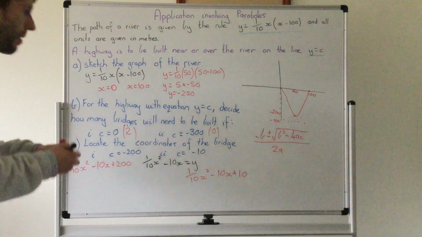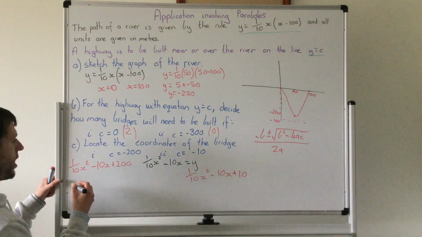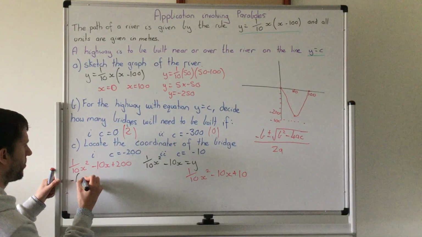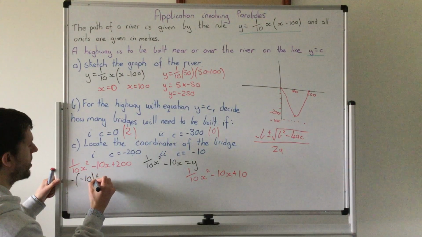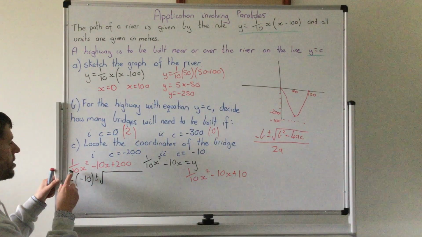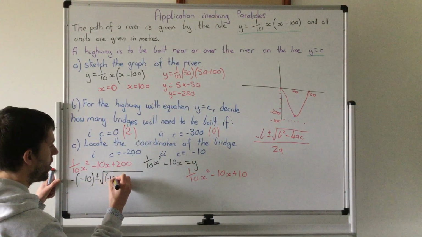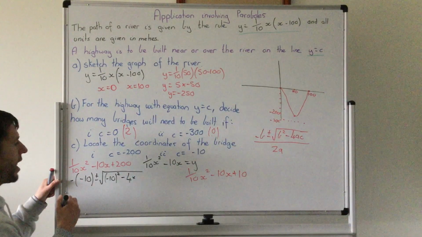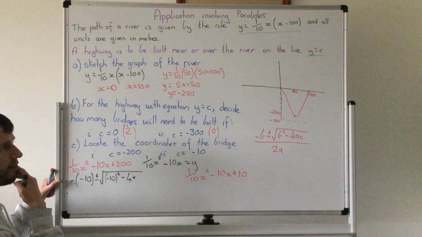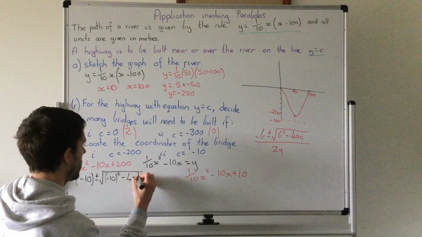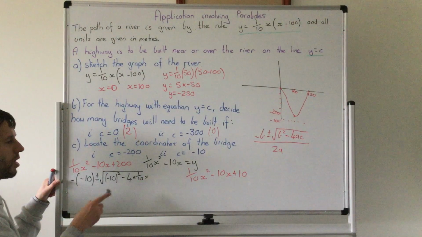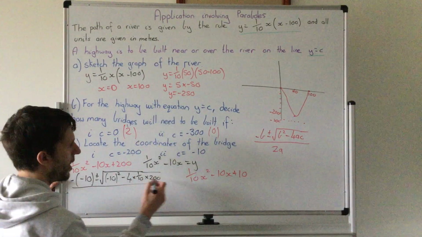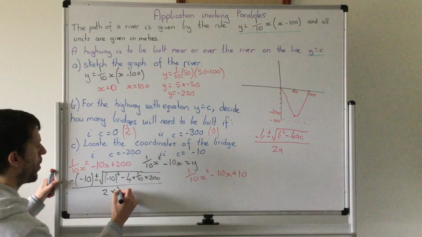So let's have a look at filling our equation in. I've got negative B, which is negative 10, plus or minus the square root of B squared, which is negative 10 squared, minus 4 times A. If you remember, A is 1/10, times C, which is 200, divided by 2 times A, which is 1/10.